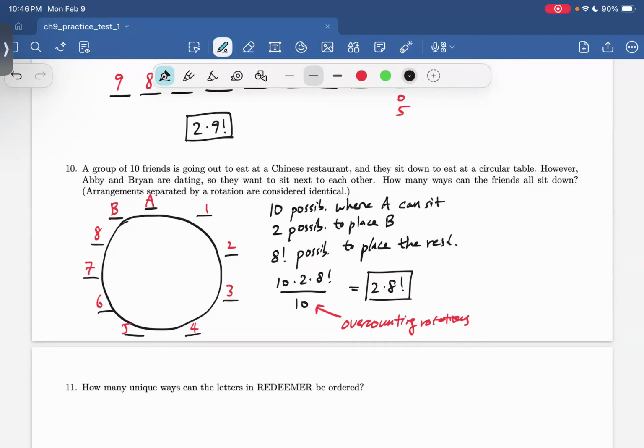But there's actually another way, and I won't do it, but I'll kind of hint you towards how you might do it. The way to do it is by considering Abby and Brian to be a single person, and then rewriting this question as a group of 9 friends going out to eat at a Chinese restaurant. So treat Abby and Brian as a single person, and then think about the question for 9 friends. And then at the end, you have to multiply by 2 because Abby and Brian can either be Abby Brian or Brian Abby. And so you're going to get the same answer that way, 2 times 8 factorial. So think about it. See if that makes sense to you.